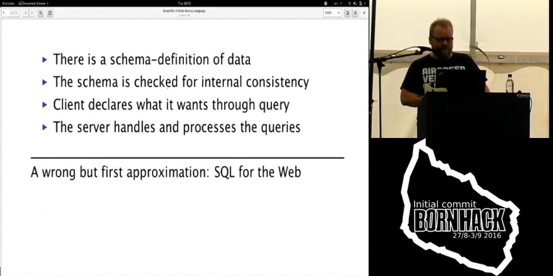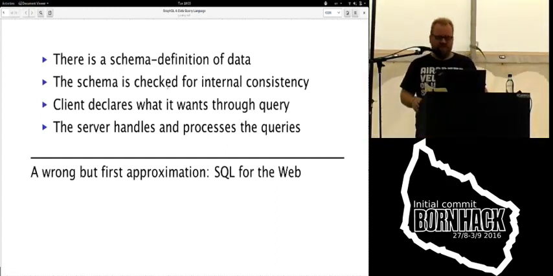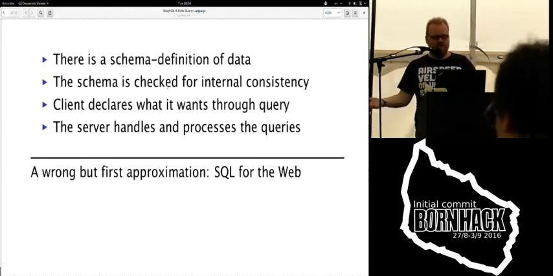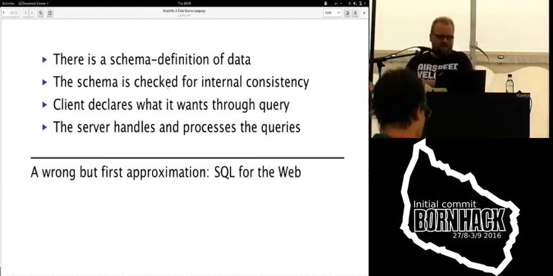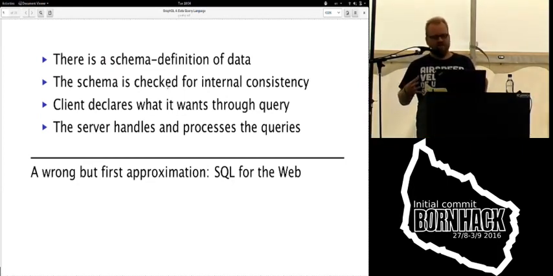It's a wrong approximation, but one approximation you could use is that it is SQL for the web, in the sense that the client declares a query, and the query is sent to the server. The server tries to resolve that query and then gives back its answer. There is a concept of a schema in this which defines what the valid queries are. The schema defines essentially what your server supports, so this corresponds to the endpoints in a RESTful web service. There's only one endpoint, but there's a schema definition inside it that defines what you can query for.